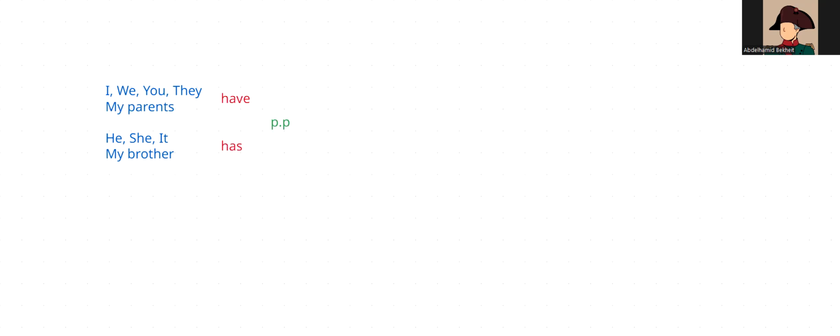So for example, you say, I have bought a new car. When? We don't know. It's not important. Just I've bought a new car. This is something that happened in the past, but when exactly, we don't know.